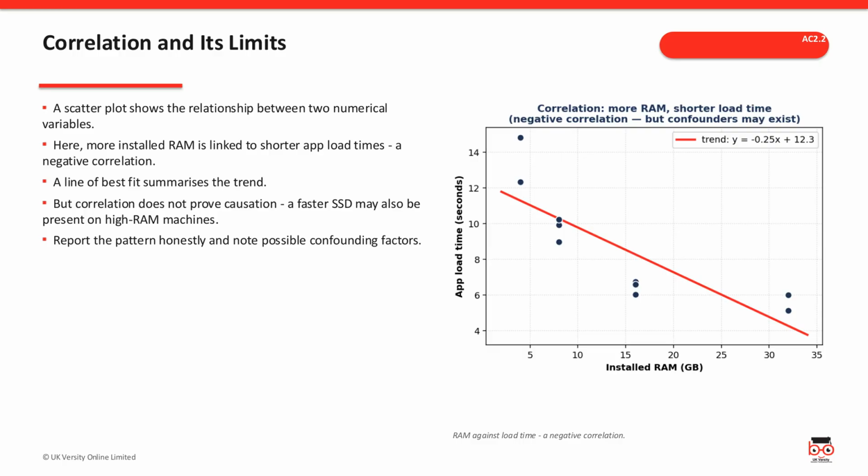A scatter plot is your friend when you want to see how 2 numerical variables relate. In this one, more installed RAM lines up with shorter app load times, a negative correlation, and a line of best fit summarizes the trend. But here's the catch. Correlation doesn't prove causation. A faster SSD might just happen to sit alongside more RAM in those higher-end machines. So report the pattern honestly and flag any confounding factors that could be driving it.